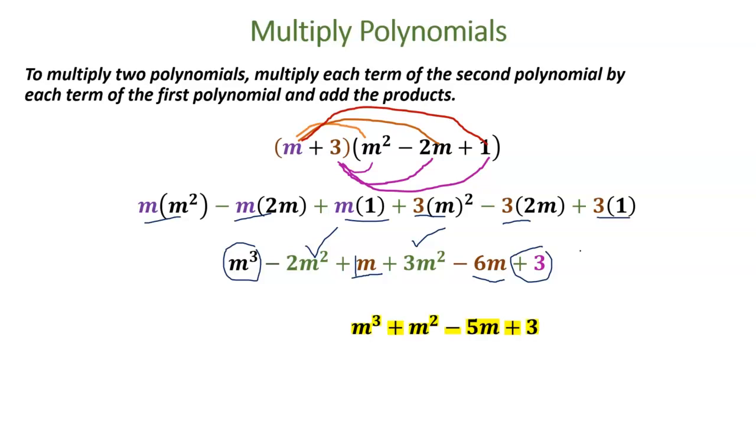So this is my final answer, m cubed kept as is. Combining negative 2m squared with the 3m squared, I got 1m squared, which is the same thing as m squared. Positive 1m minus 6m, that's how I got negative 5m, and then bring down the positive 3.